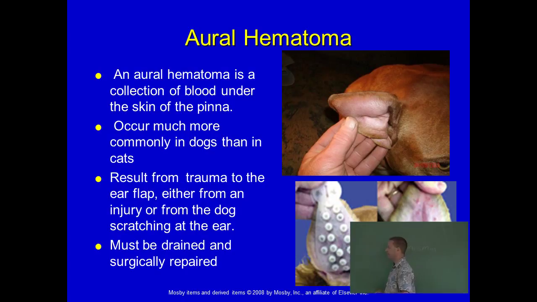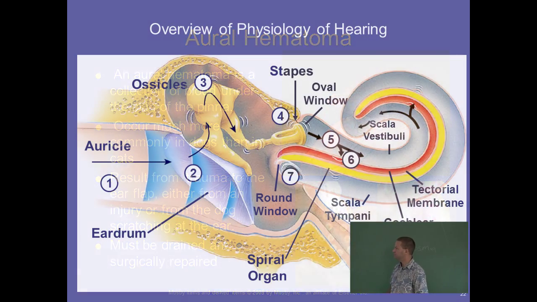At the same time, you want to say, what's causing this dog to itch so much that it's getting this hematoma? Does it have otitis externa? Does it have something else? Does it have yeast? What do we need to treat? Otherwise, the dog will very likely get it again after the sutures are removed.